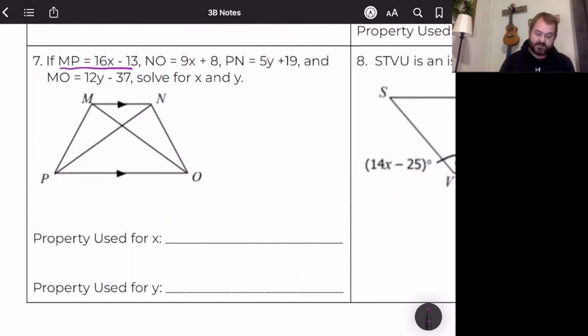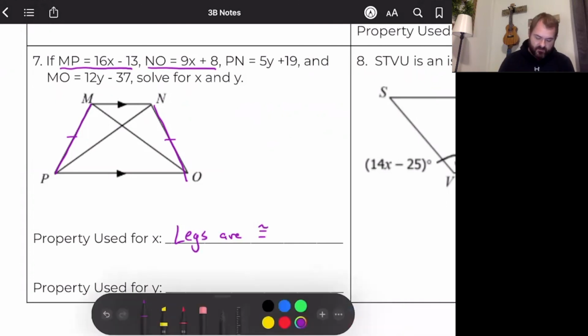MP is 16x minus 13, and NO is 9x plus 8. Well, MP is a leg. NO is the other leg. This is an isosceles trapezoid because we're told that it is. So those are congruent. That means one equation that we can use is those are equal. The property we're using to find x is that the legs are congruent. So we can set up that equation to find x.